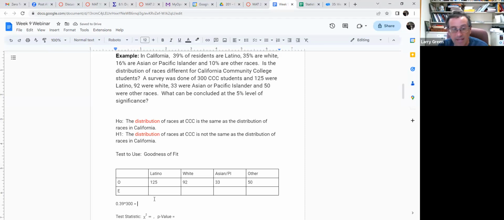And then 0.39 times 300 is 117, right? Yeah, and you can pop that in your calculator if you want. Any questions on that? So we're going to have 117 for our expected Latinos. Okay.